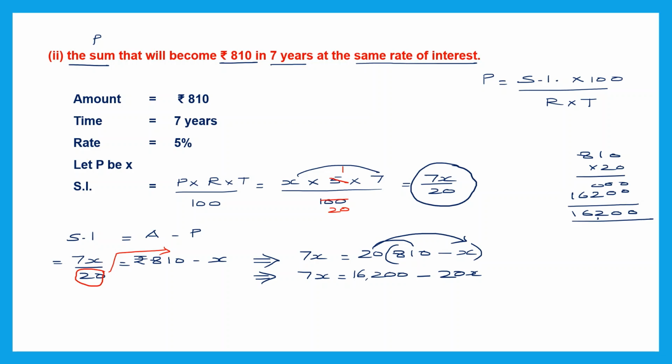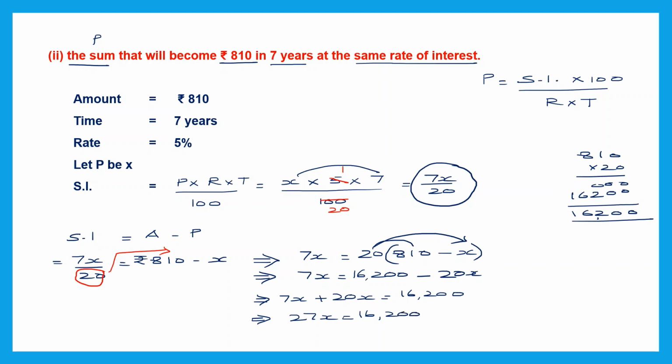Now I'm going to bring all the x terms to one side, so I'm going to bring them to the left side. This will remain as it is. Minus 20x, when it comes here, will become plus 20x. So what do we have here? We have 7x plus 20x, which is equal to 16,200. So now 7x plus 20x is 27x, which is equal to 16,200.